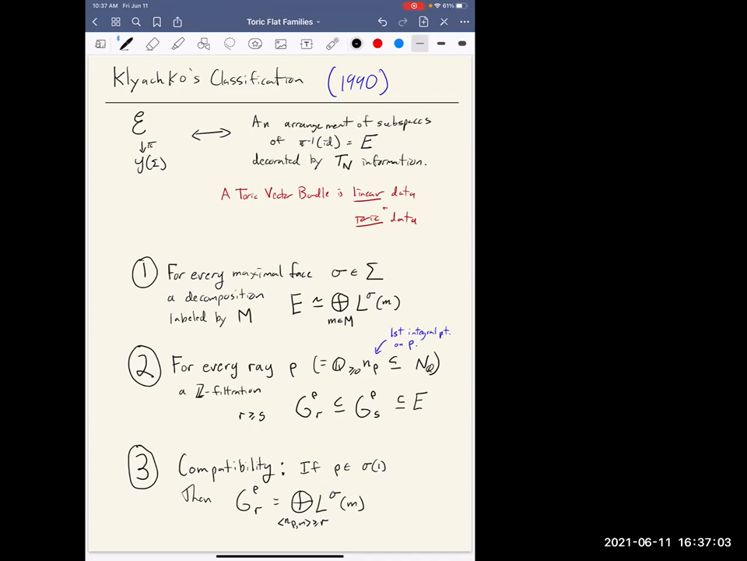And so, Klyachko says that every toric vector bundle yields this information, and if you give this information, you can build a corresponding toric vector bundle, and this is a one-to-one correspondence. And so this is Klyachko's classification.